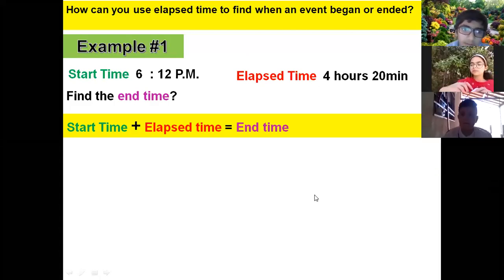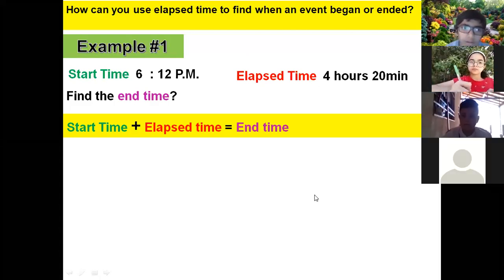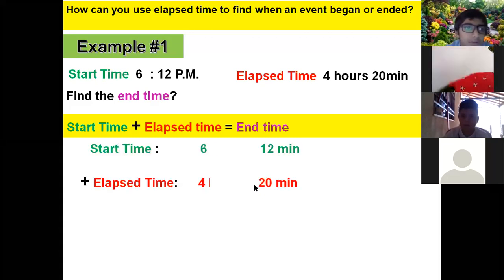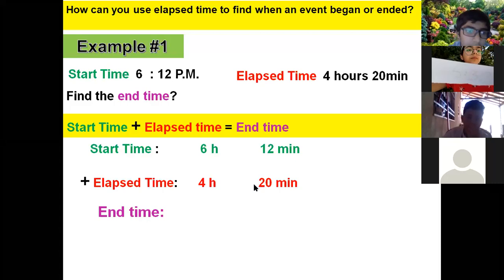Okay, teacher, so we're gonna start by adding the start time plus the elapsed time. So I have a paper, I'm just gonna work it out. I'm just gonna show the step here. We put them exactly under each other. We put the start time first, and then after that we're gonna put the elapsed time.